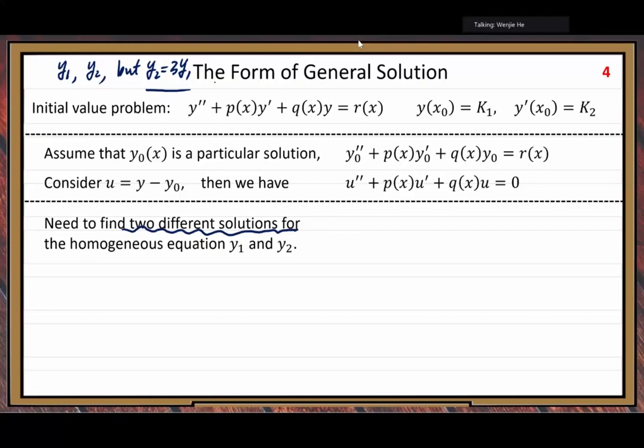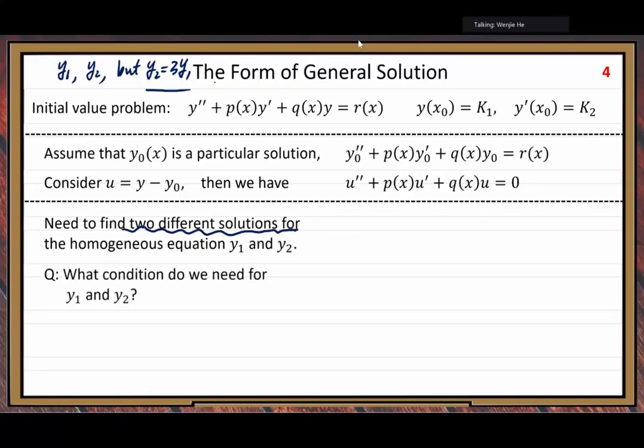So we need to understand for what kind of y1, y2 we can make it work. Make it work means we do not miss any solution in our general solution. Our general solution covers all the possible solutions. That's what we want to get. We don't want to miss any part of the solutions, right? So that's the point.